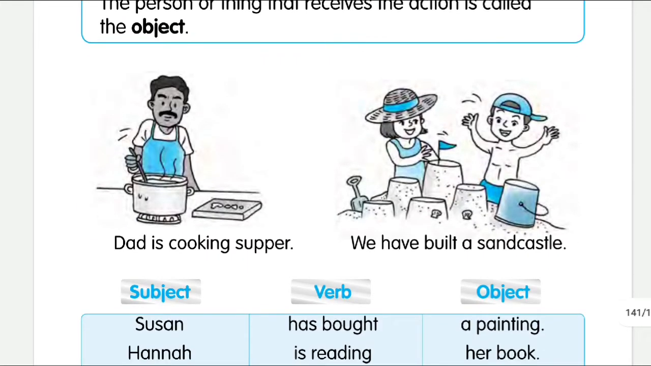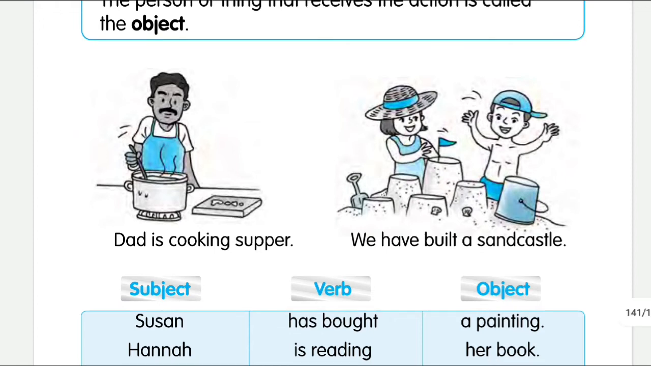So let's see. Dad is cooking soup. We have built a sand castle. Dad here is the subject, is cooking is the verb, and soup is the object. We have built a sand castle. We here, we is the subject. Have built is obviously the verb, and a sand castle is the object here.